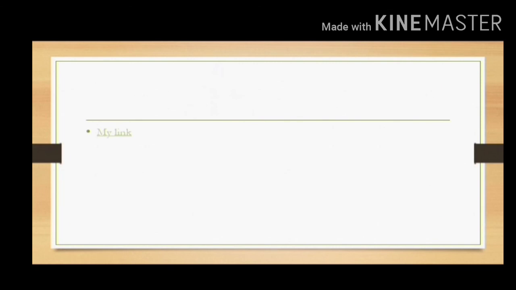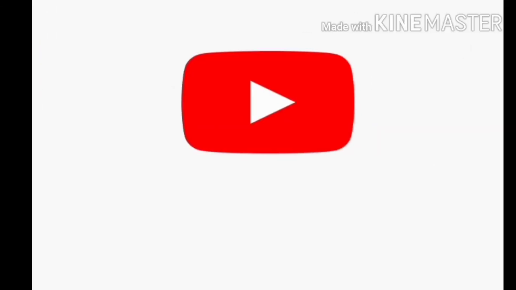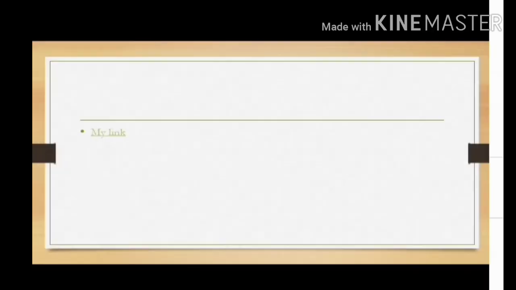See here, my link. After clicking on my link, it will go to the YouTube video, because I have entered an online video here. So it will redirect to the YouTube video. Like this, here I have entered the text. In the address bar I have entered the URL address, and in the upper option I have entered my text, and my text is my link. After clicking on this, it will redirect to the other option. So like this you can insert videos.